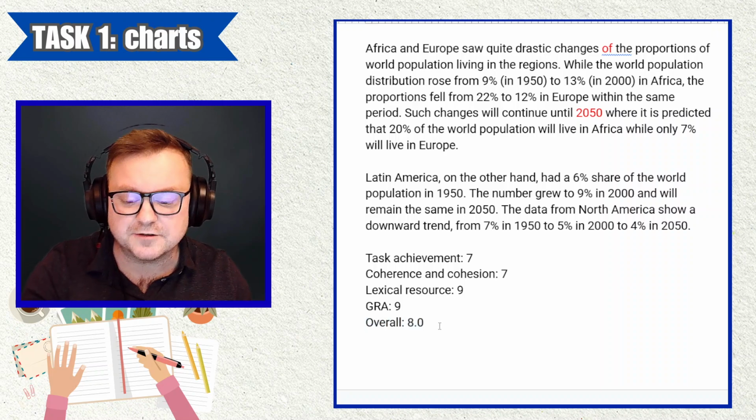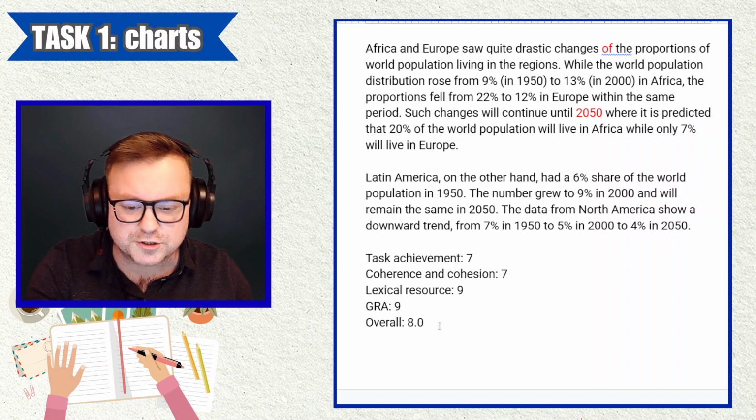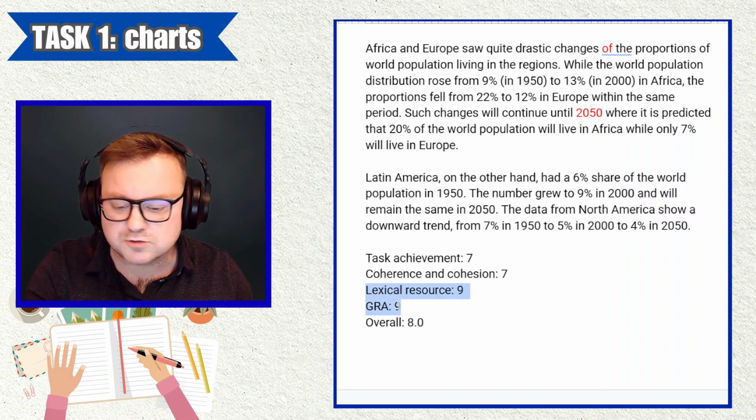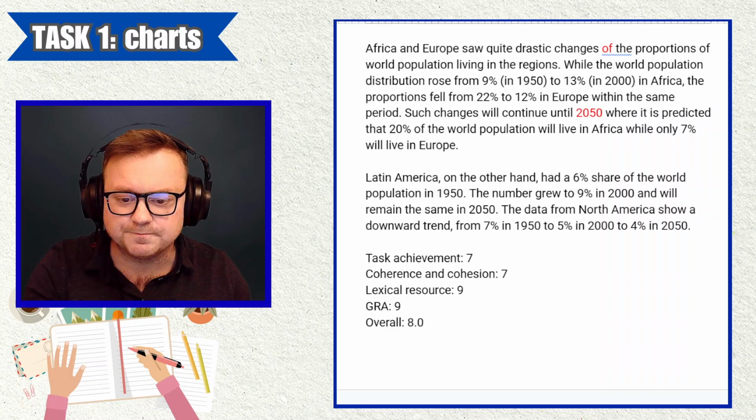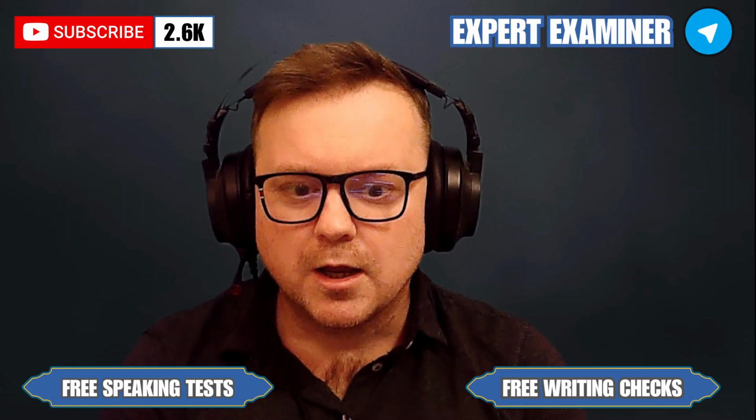8.0, high end of C1, bordering on C2. In terms of language, yeah, incredible. Really good job. Yeah. So please do let me know what you think. Sometimes I get comments that tell me that I'm not generous enough with my marking, that I should give higher marking. Other comments tell me that I'm too generous and that I should give lower marks.